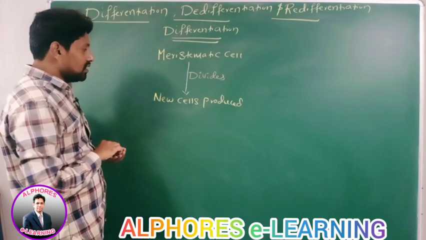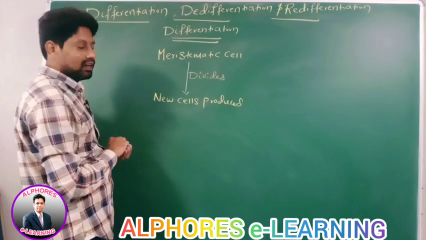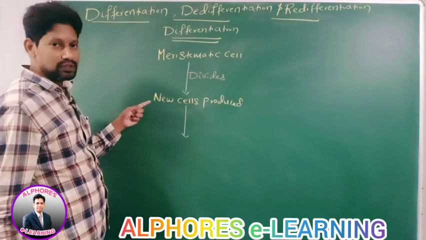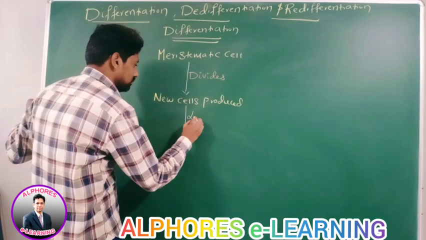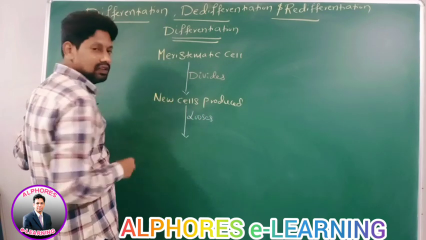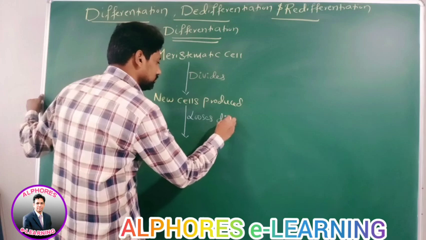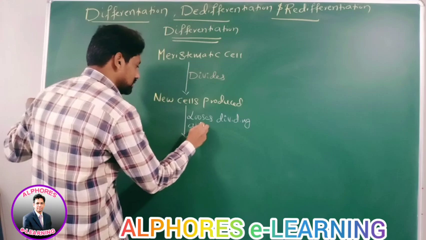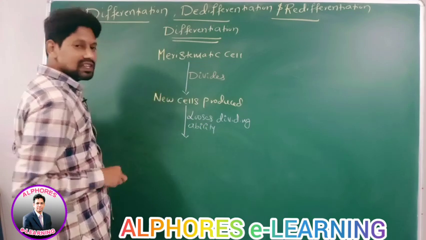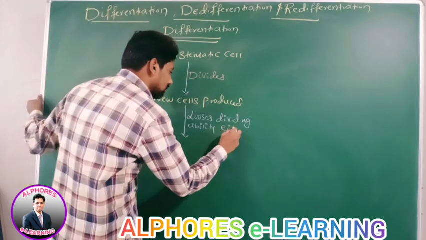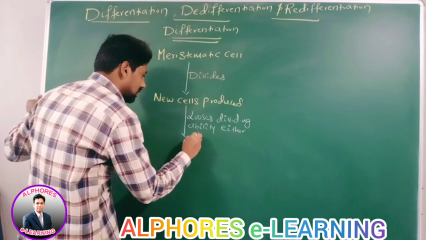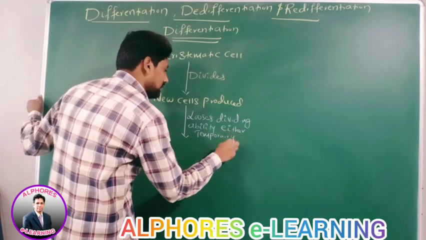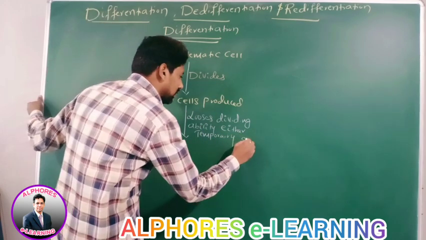Right? These newly produced cells are losing their dividing ability. These newly produced cells lose what? Dividing ability. They lose dividing ability either temporarily or permanently.